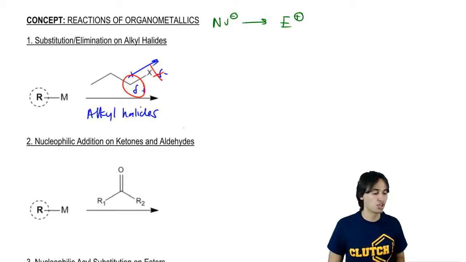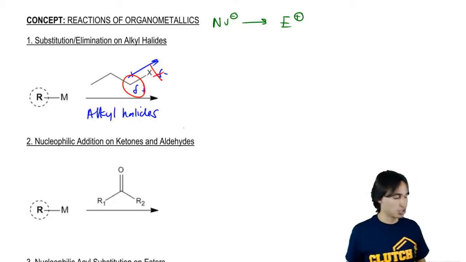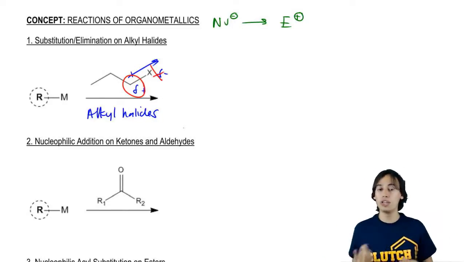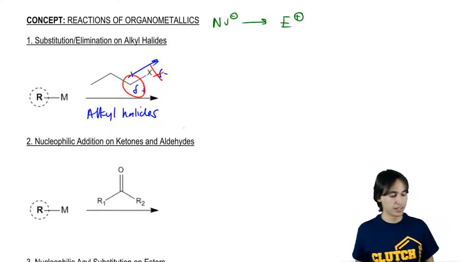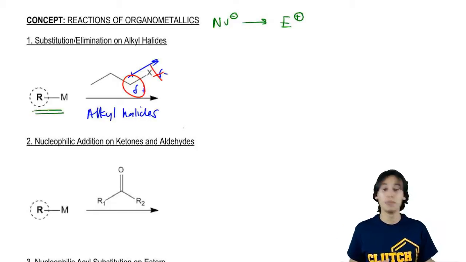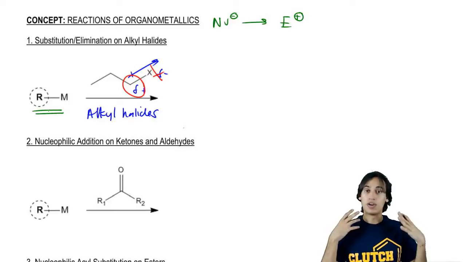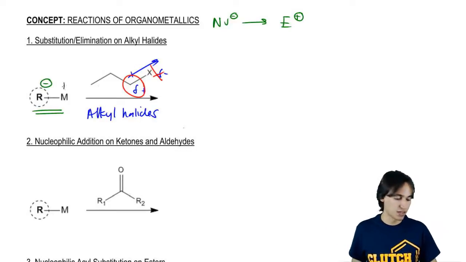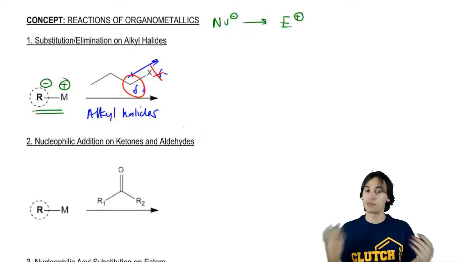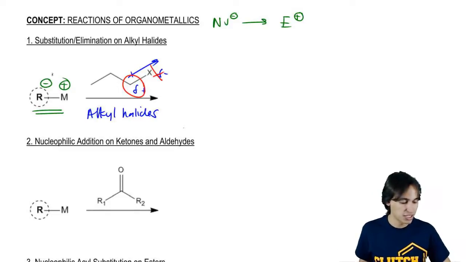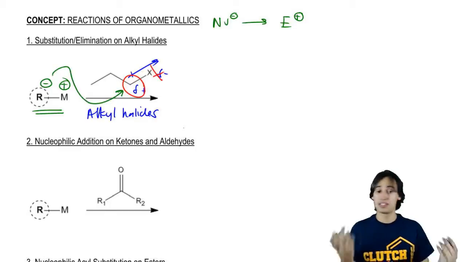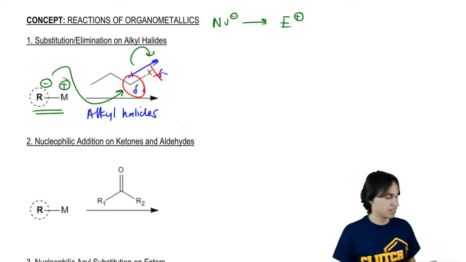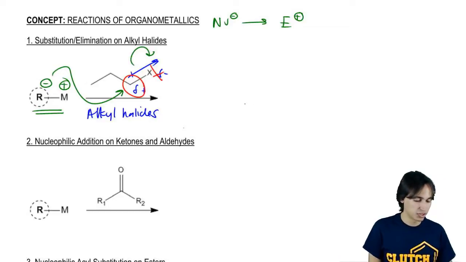All right? So, cool. Let's go ahead and get started with this mechanism. It's really easy. It's just going to be a substitution or an elimination reaction of an alkyl halide because, as you guys remember, RM stands for, in general, an organometallic where I have a negative charge on the R and I have a positive charge on the M. So in this first mechanism, I'm just going to use this as a nucleophile. If this was an SN2 reaction, I would kick out the X. And what I would wind up getting is something that looks like this.